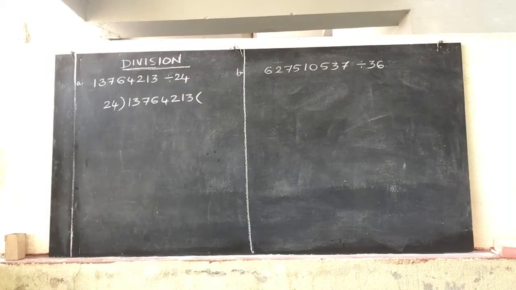1 crore 37 lakh 64,213 with 24. Whenever you are dividing, how many 24s are there in this 1 crore 37 lakhs we are finding? How many 24s are there in this we are finding? So here also actually we don't know the 24th table. So 24th table we don't know.